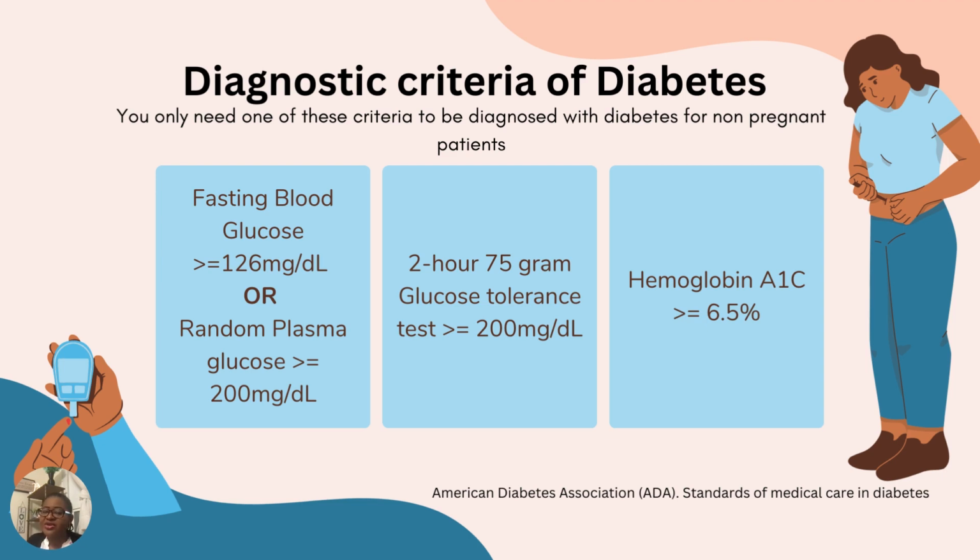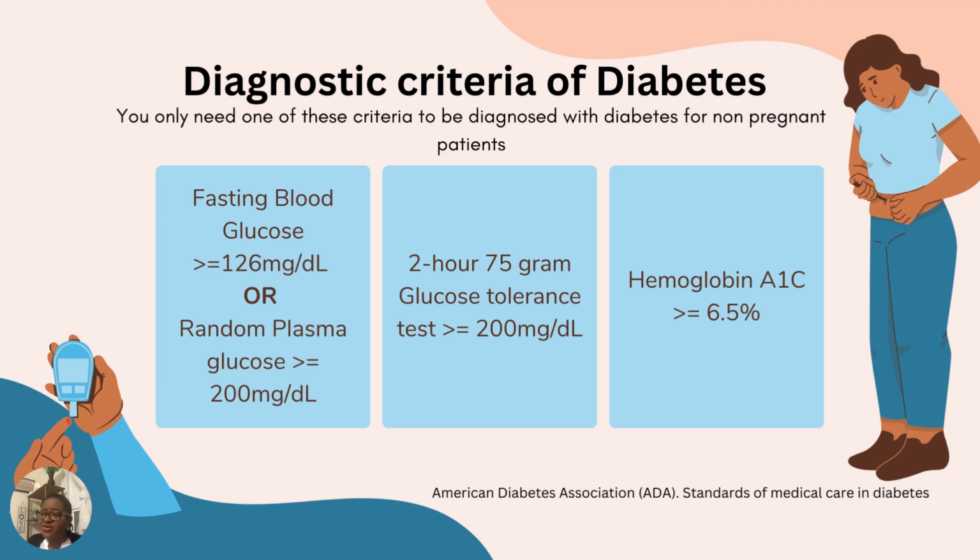The second criteria is a 2-hour 75-gram glucose tolerance test. That means this patient must be fasting. He or she comes into the clinic and 75 gram of glucose is given to that patient. The patient drinks it. 2 hours later, if your blood glucose is measured and your glucose level is greater than or equal to 200 milligram per deciliter, that patient can be diagnosed with diabetes.